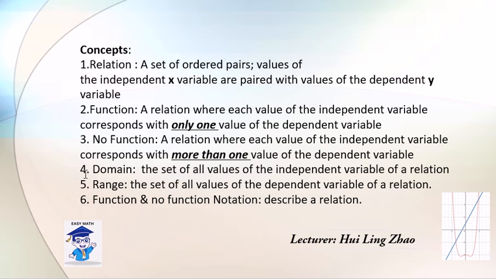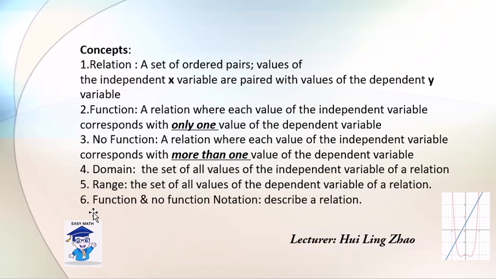Number 4, domain. The set of all values of the independent variable of a relation. That means the domain is for the independent variable, that means it's for x. Number 5, range. The set of all values of the dependent variable of a relation. That means the range is for the y value.